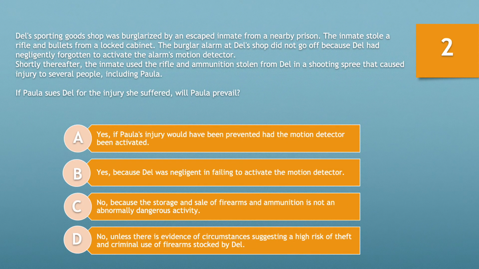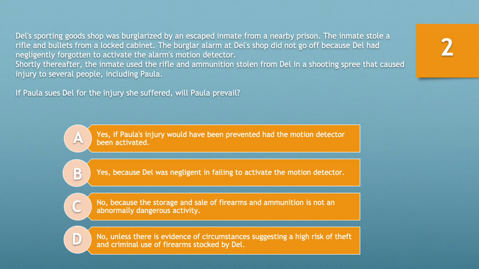Question number 2. Dell's sporting goods shop was burglarized by an escaped inmate from a nearby prison. The inmate stole a rifle and bullets from a locked cabinet. The burglar alarm at Dell's shop did not go off because Dell had negligently forgotten to activate the alarm's motion detector. Shortly thereafter, the inmate used the rifle and ammunition stolen from Dell in a shooting spree that caused injury to several people, including Paula. If Paula sues Dell for the injury she suffered, will Paula prevail?